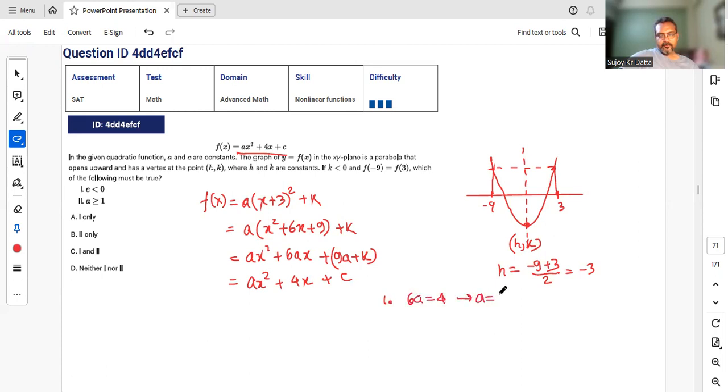So the conclusion that we have is, therefore, number one, 6a equals 4. So a equals 4 by 6, which is clearly less than 1. So it says that a is greater than or equal to 1. So that's false.